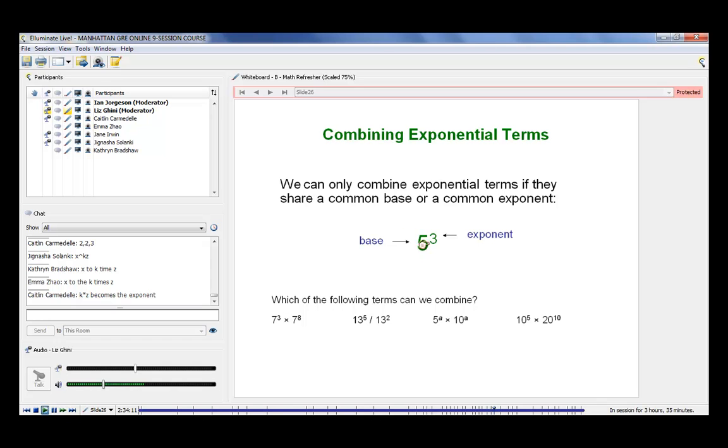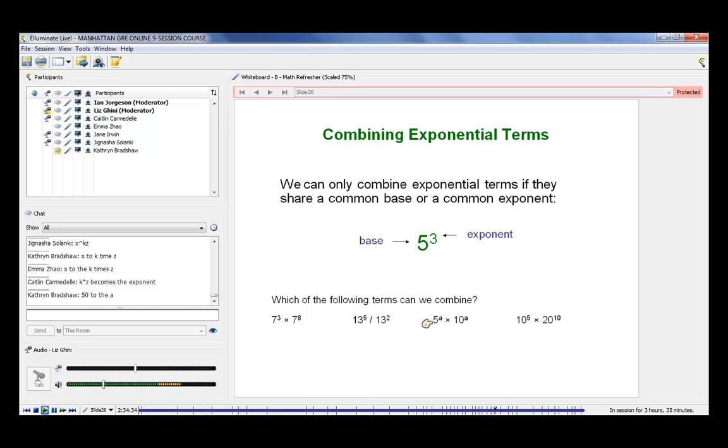All right. And this is called the base. The 5 is the base. The 3 is the exponent. So if you think about how to combine, this is easy. You just add the exponents. But say if you want to combine this, 5 to the a times 10 to the a, what do you do? How do you combine this?